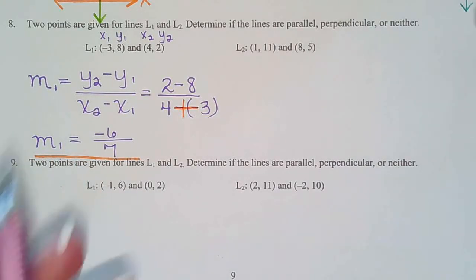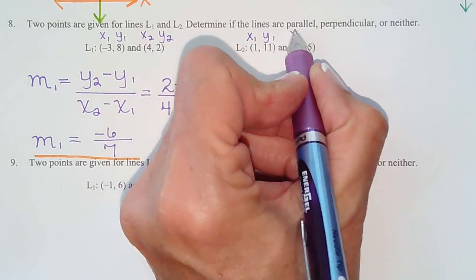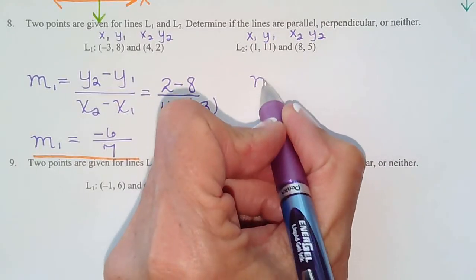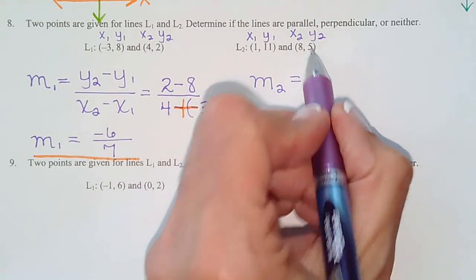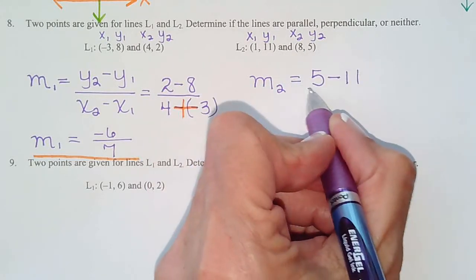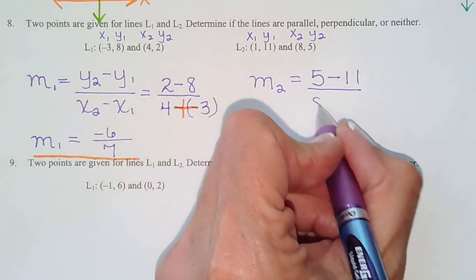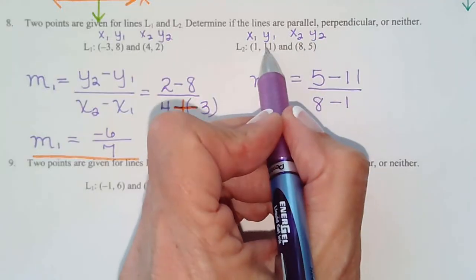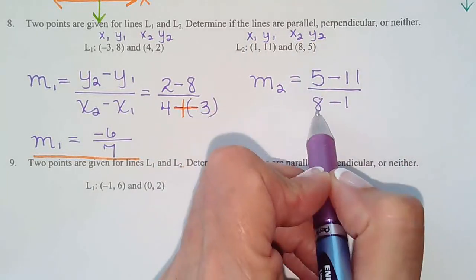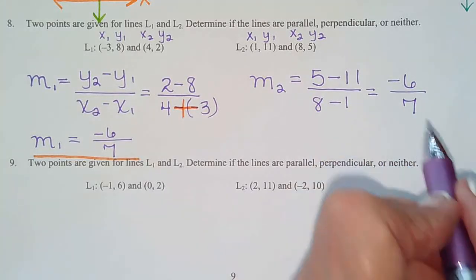Okay, so let's do this next slope. So first x, first y, second x, second y. So the slope of the second line is going to be second y, 5, minus the first y, 11, over second x minus first x, 8 minus 1. So 5 minus 11, 8 minus 1. And order matters, so if you start with this y, you have to start with this x in the denominator. Negative 6 over 7. Ding, ding, ding.